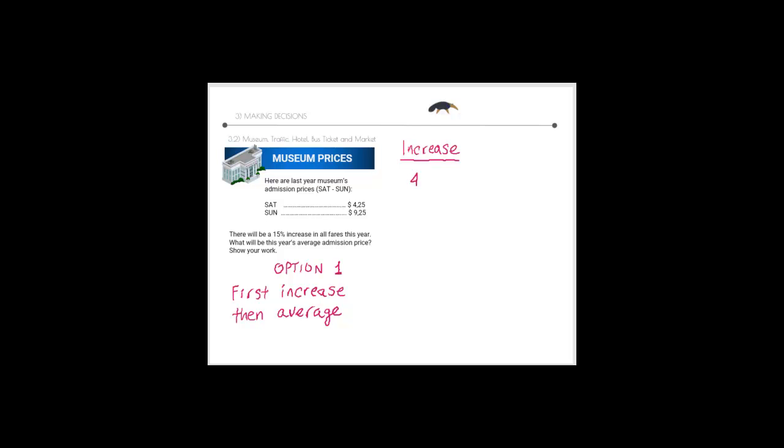So if we have 4.25 and we do a 15% increase, there's several ways to do that. Probably the fastest with a calculator is to multiply by 1.15, right? So you'll get 4.8875. And if you do the same for the other value, 9.25, and you compute the 15% increase, you'll get actually 10.6375.